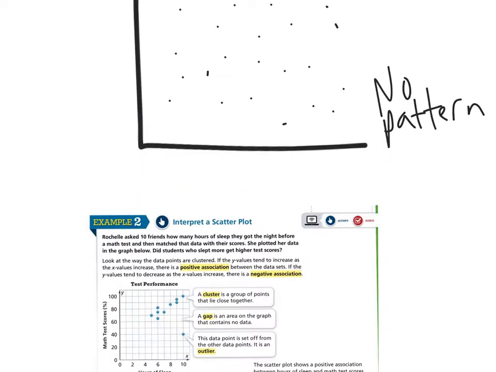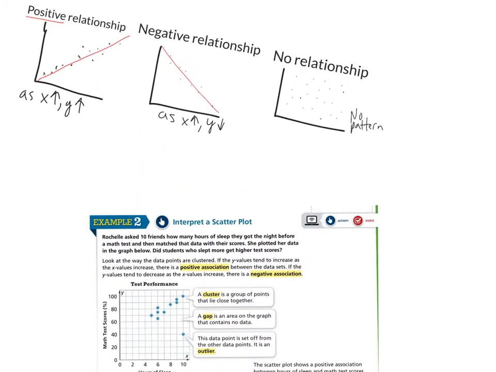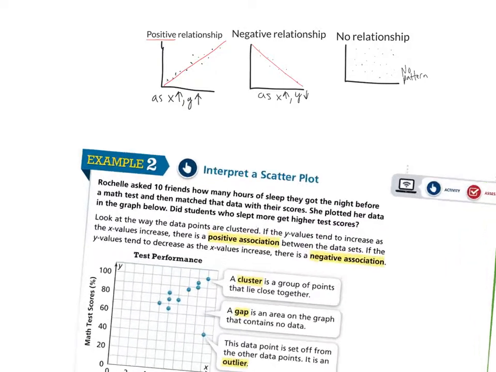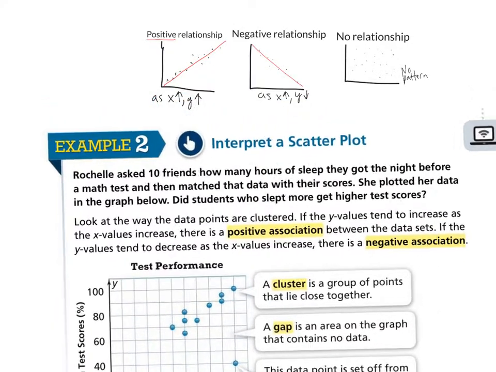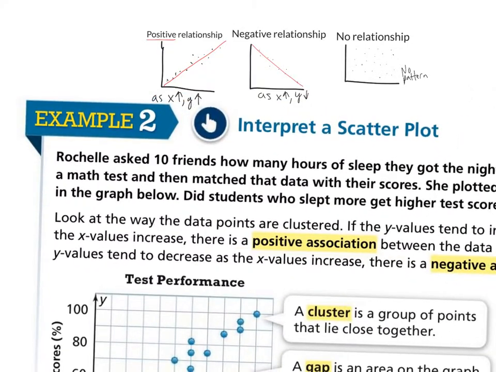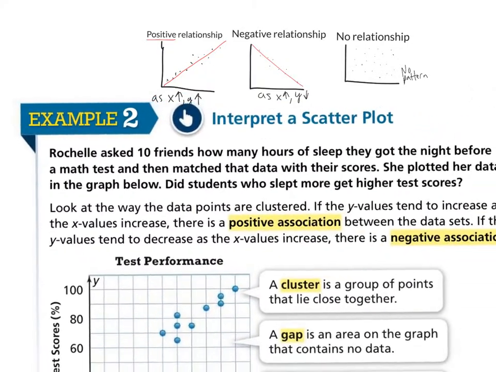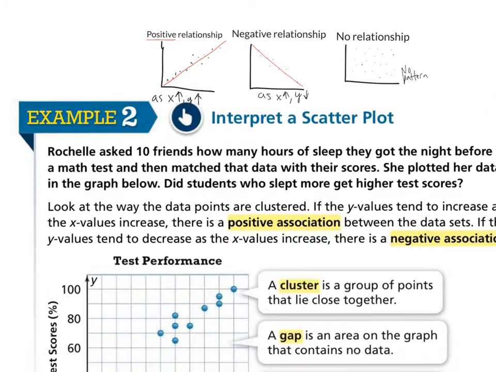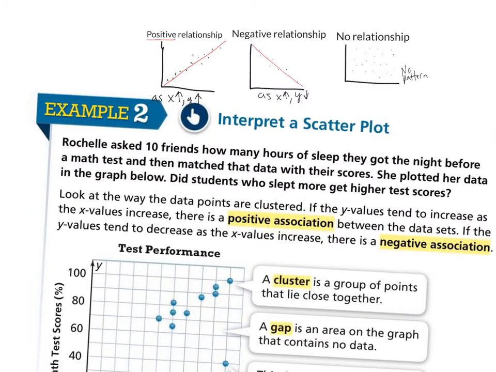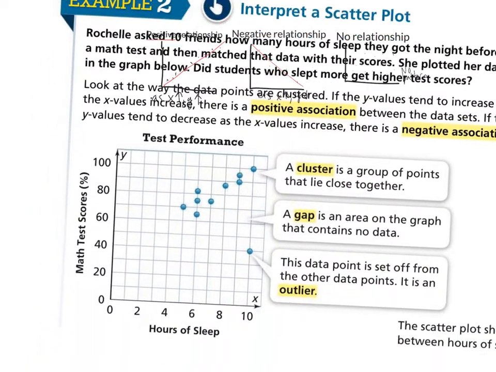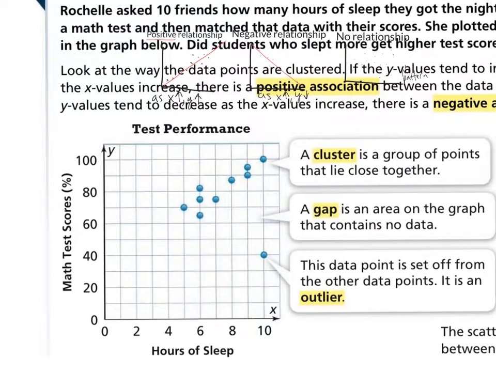So if you look at example 2 in your book, the first part just talks about the definitions there a little bit. Let's talk about what the actual problem tells us. Rochelle asked 10 friends how many hours of sleep they got the night before a math test and matched the data with their scores. She plotted her data in the graph below. Did students who slept more get higher test scores? And you can see it looks like mostly they did, right?